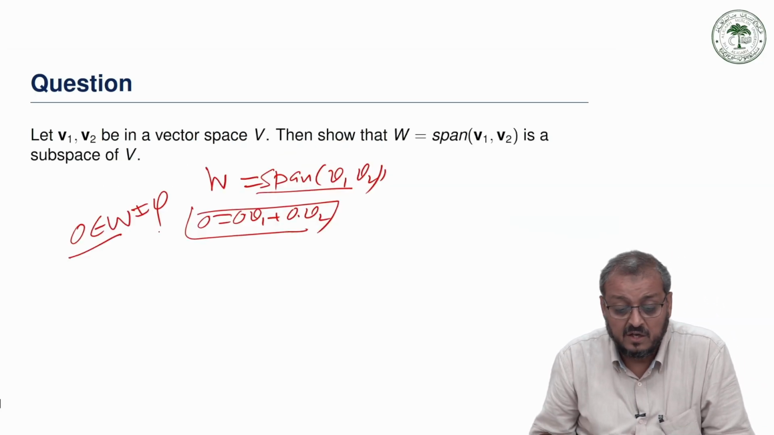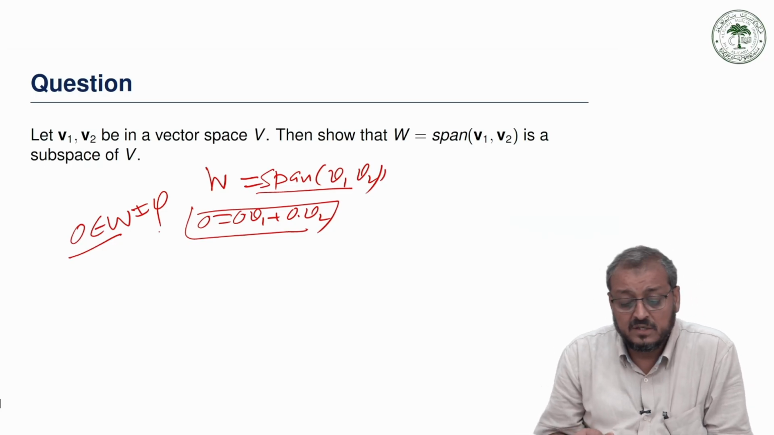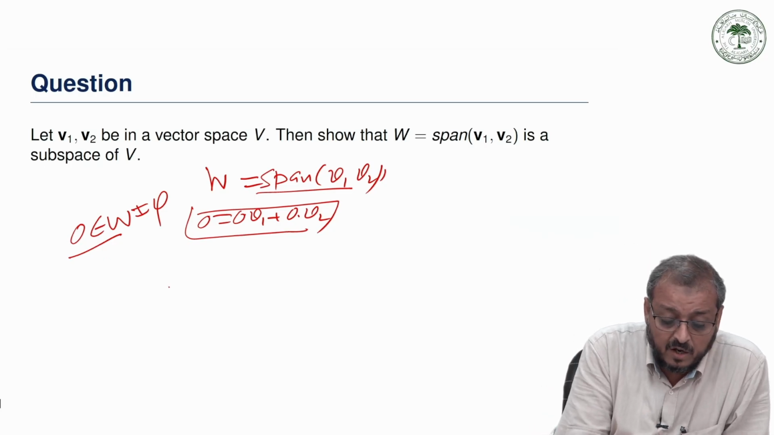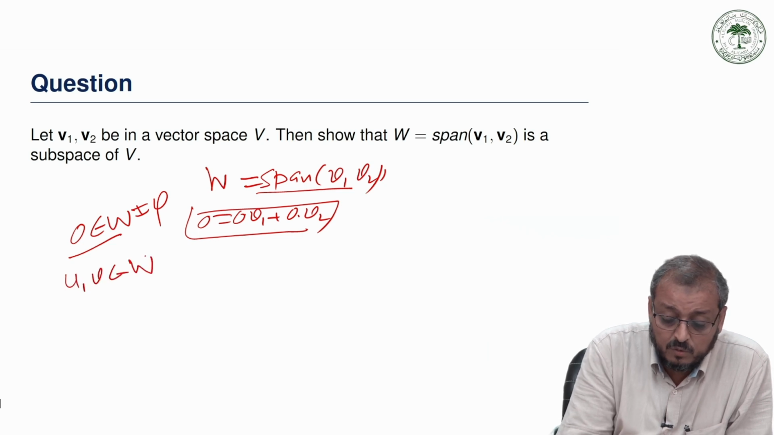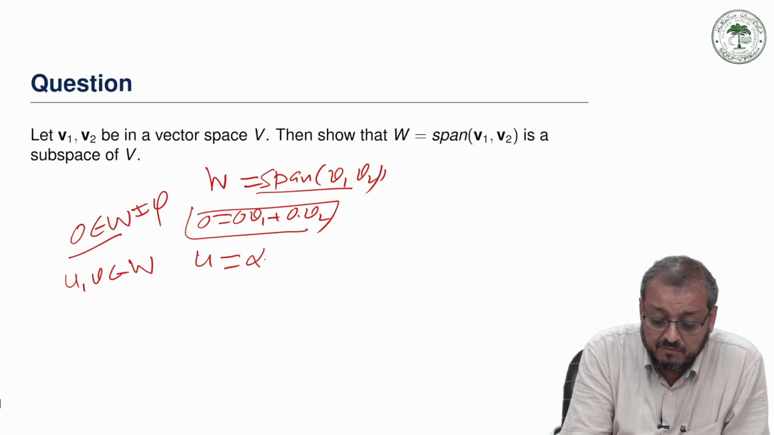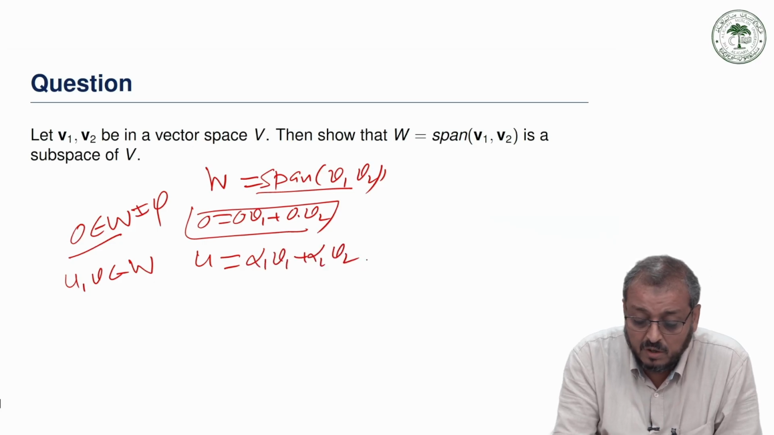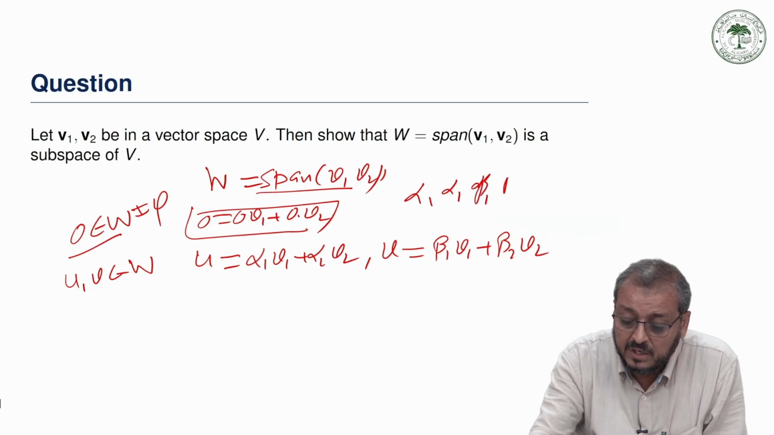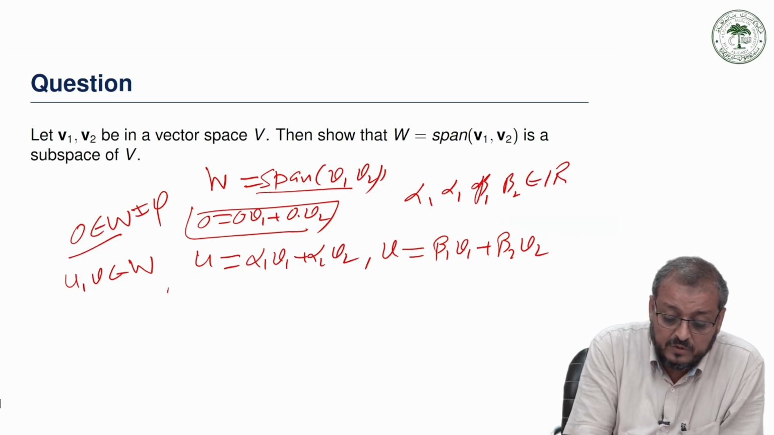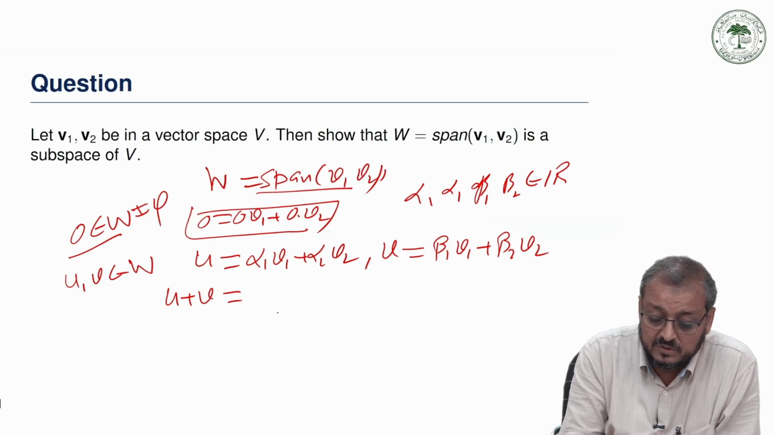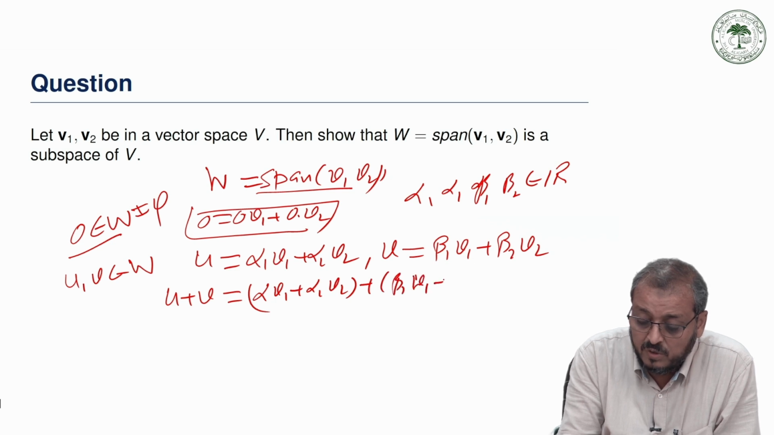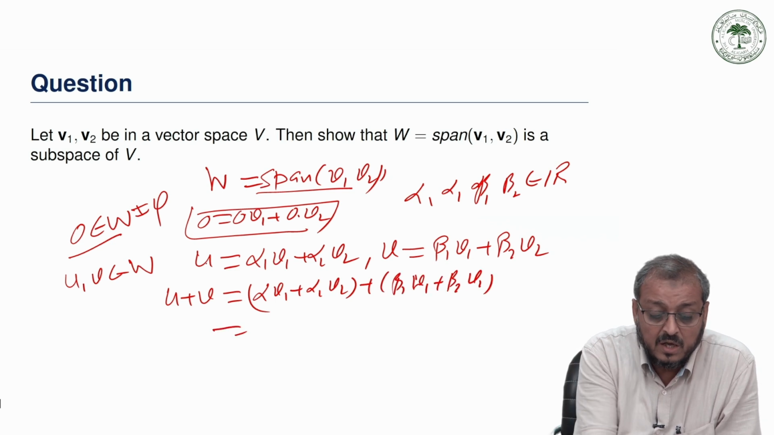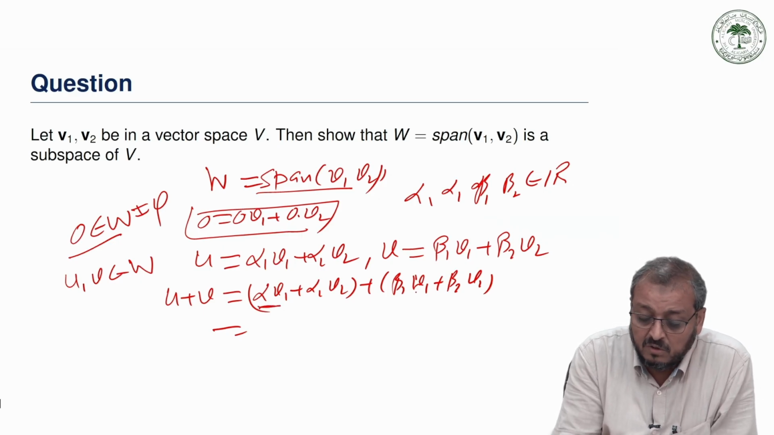Now we take two elements u and v of W. Suppose u can be written as alpha 1 v1 plus alpha 2 v2, and v can also be written as beta 1 v1 plus beta 2 v2, where alpha 1, alpha 2, beta 1, beta 2 are elements of R. Now u plus v can be written as alpha 1 v1 plus alpha 2 v2 plus beta 1 v1 plus beta 2 v2, and since v1 and v2 are vectors in a vector space, all the properties hold.